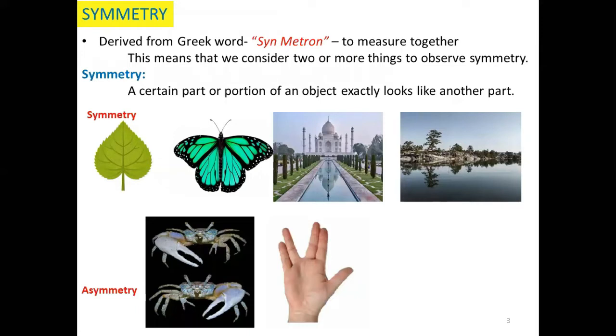It is actually derived from the Greek word called symmetron, which is to measure together. So what is to be measured? Symmetry is to be measured. That means that we consider two or more things to observe symmetry in any object. So basically, in a simple way, symmetry can be defined as a certain part or a portion of an object exactly looks like another part.